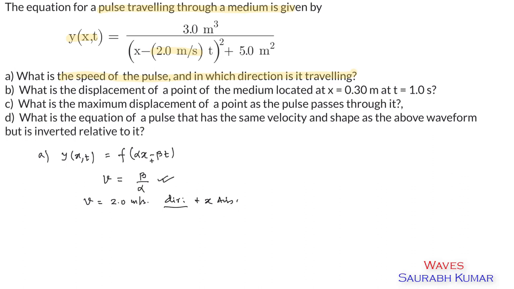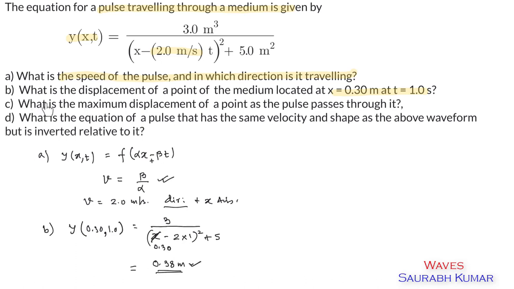Part B, what is displacement of point of medium located at x equal to 0.3 and t equal to 1 second? So we need to take x to be 0.30 and t to be 1 second. So this will be equal to 3 divided by (x minus 2 into t, t is 1 second) whole square. For x also we'll put 0.30, plus 5. Simplify, this comes out to be around 0.38 meter. Check this out.